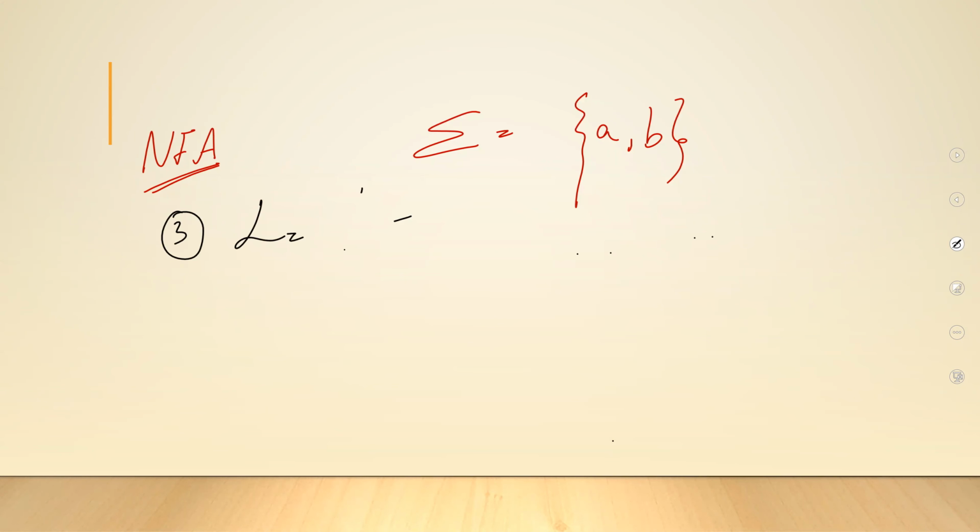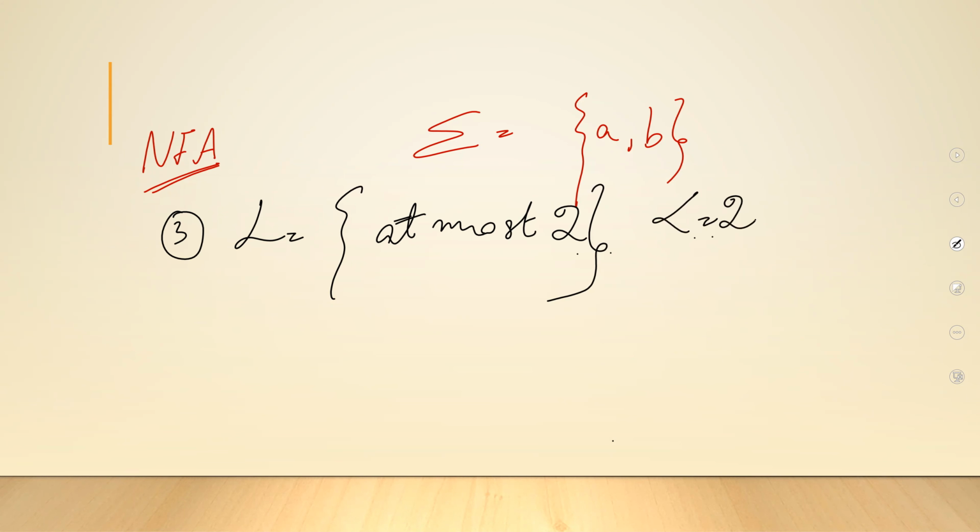Length is at most 2. Now, at most 2 means it will be less than or equal to 2, which means you can of course have an empty length string. You can even have a 1 length string, and maximum you can have a 2 length string. So, let's go for the 2 length string.